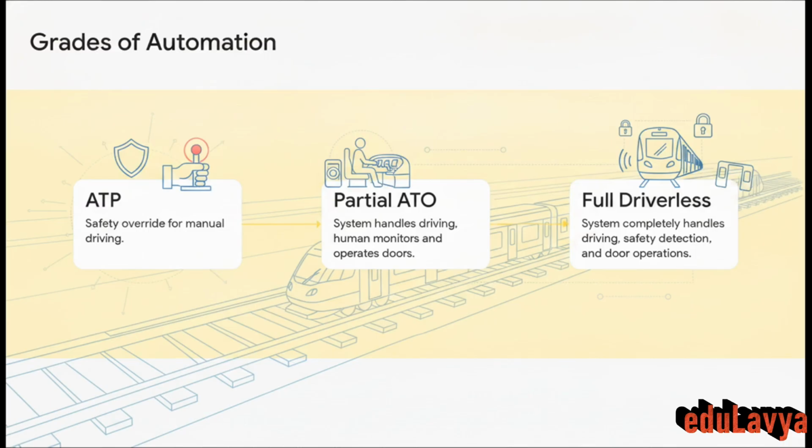But Step 3? That is where the magic happens. Full driverless operation. Here, the system completely handles the driving, safety detection, and door operation. It can completely replace manual driving, which entirely removes human error while maintaining those incredibly strict safety standards we just discussed.